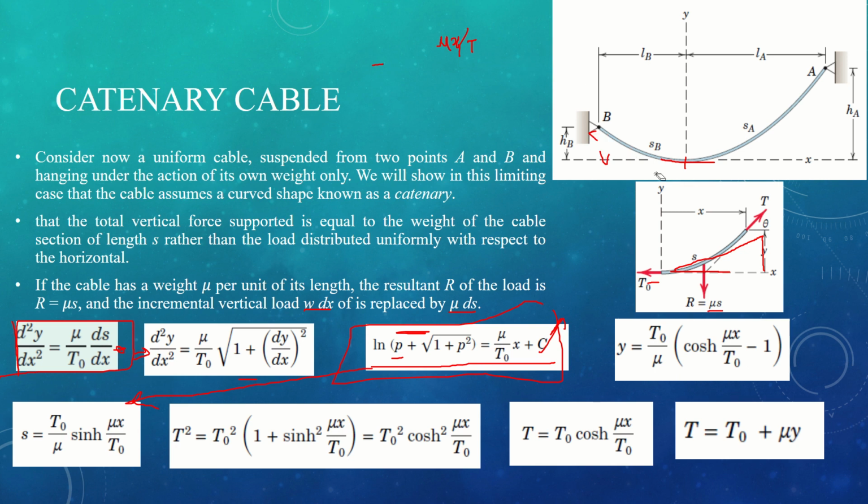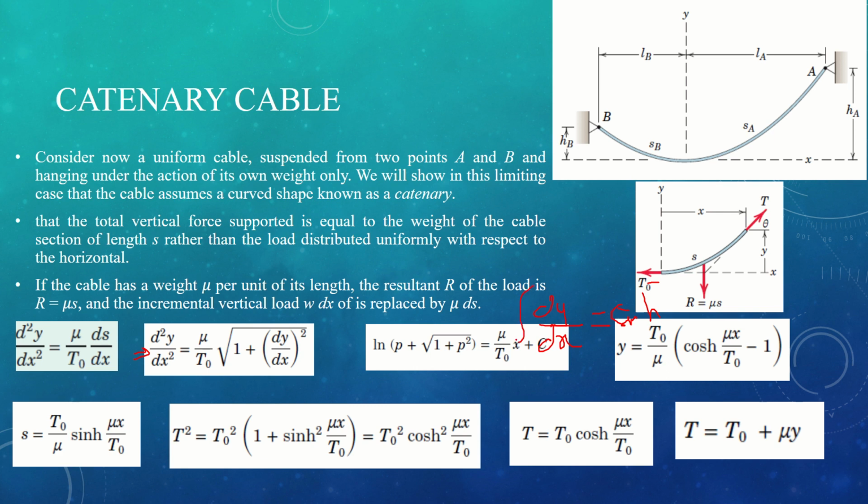Let me fix this thing again. You do the second derivation of dy by dx, and okay, let us go back to the problem again. When you do second derivation, what we have found so far is that dy by dx is in fact sine hyperbolic mu x by t naught. What you do after that is you do again the second derivation.